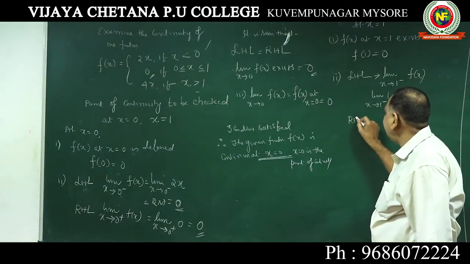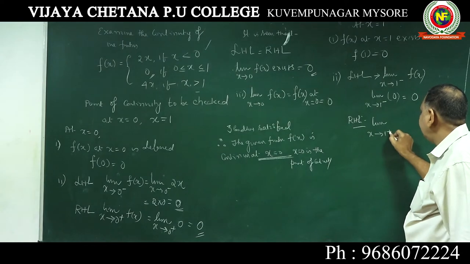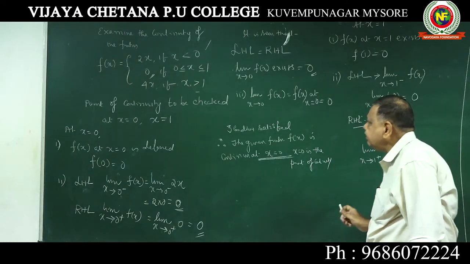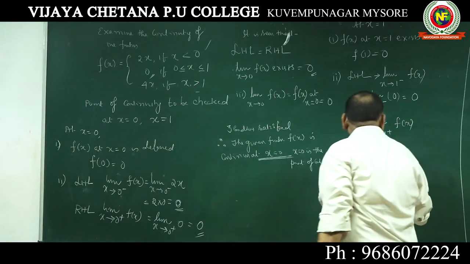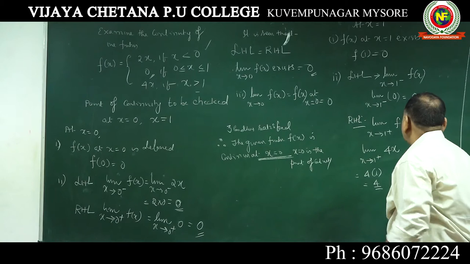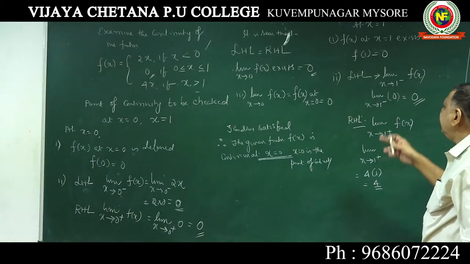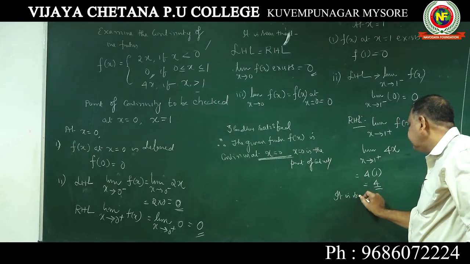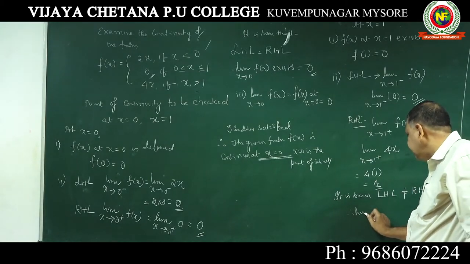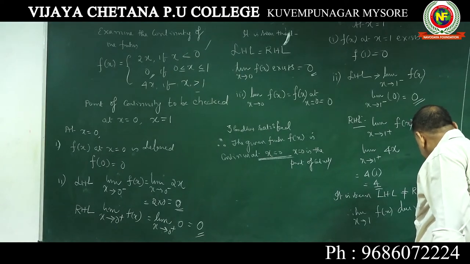Now go for the right hand limit, RHL. Take the limit as x tends to 1 plus of f of x. For x greater than 1 the function is 4x. Apply 1 here, 4 into 1, it is 4. This is your RHL, and that is your left hand limit. This is not the same, 0 but 4. So LHL is not equal to RHL. So the second condition fails. Therefore, the limit as x tends to 1 of f of x does not exist.